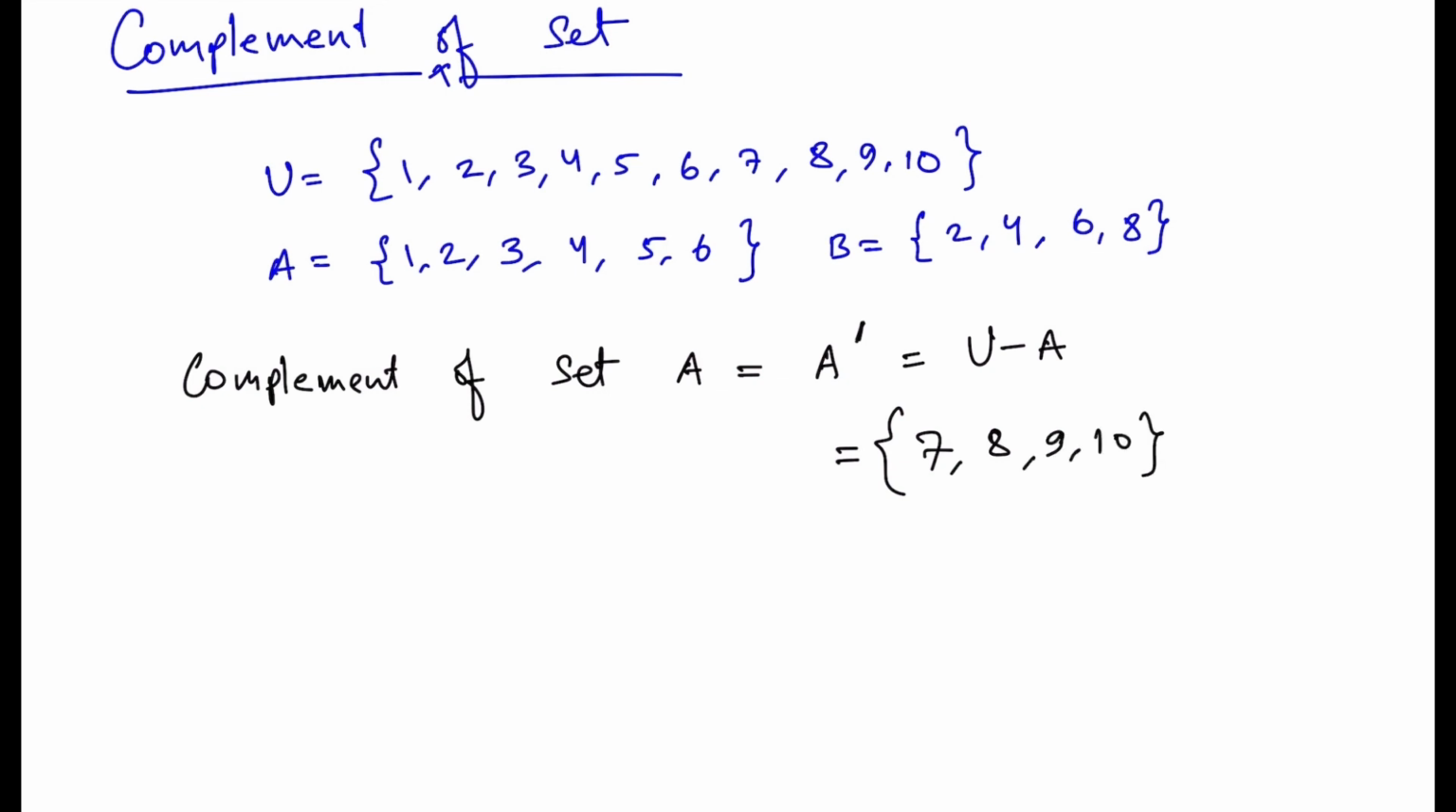That will be the element of A complement. See here, complement of A has only these 4 elements: 7, 8, 9, 10. Now if you see carefully, these elements do not belong to A. These elements do not belong to A.